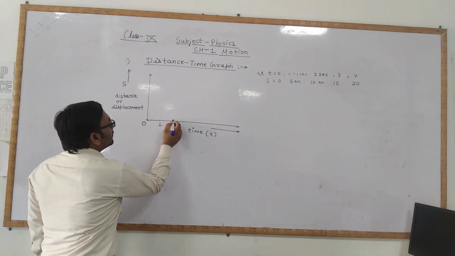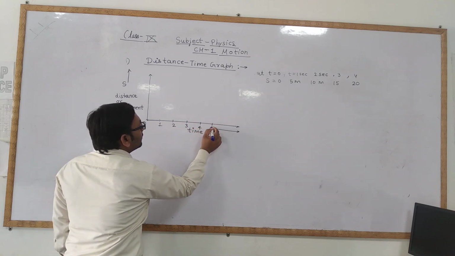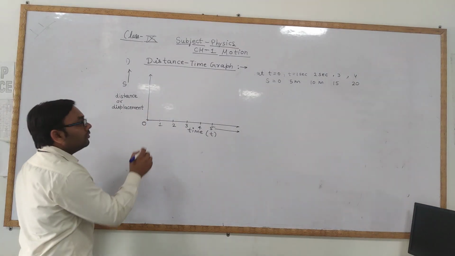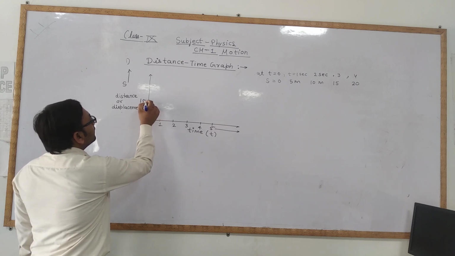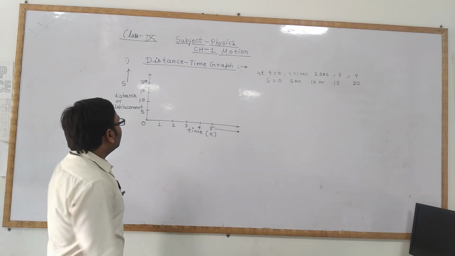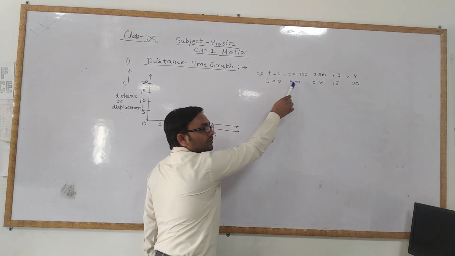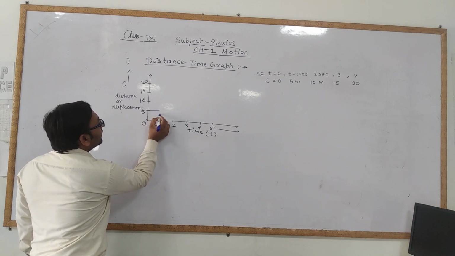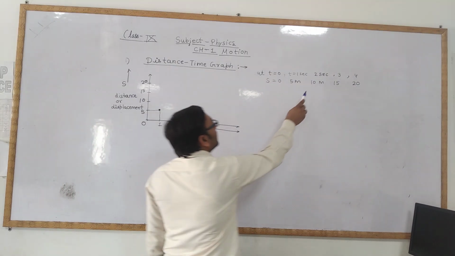Suppose this is 1, 2 seconds, 3 seconds, 4, 5 and so on. We can also take a proper scale for the distance. We can take 5 meter, this is 10, this is 15, this is 20, and it will go on like this. At time t equals 0, displacement is 0. After 1 second the distance is 5 meter. So what will be the point? At time 1 second the distance is 5. So this will be our point. Now after 2 seconds the displacement is 10.